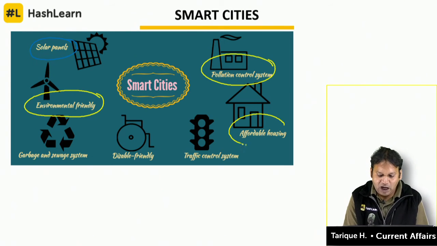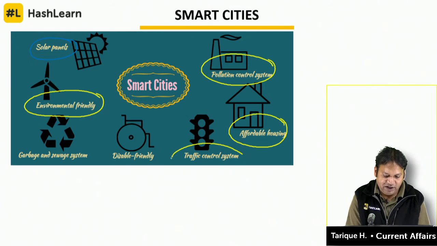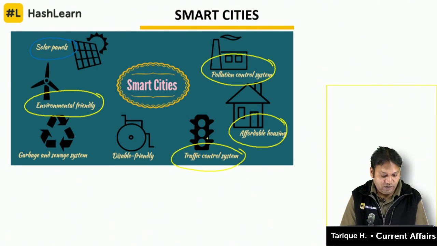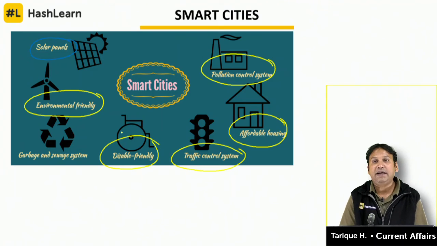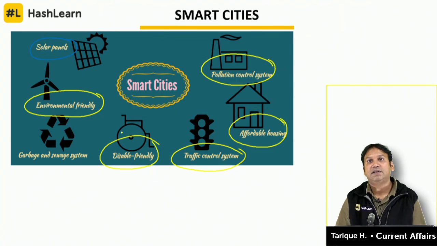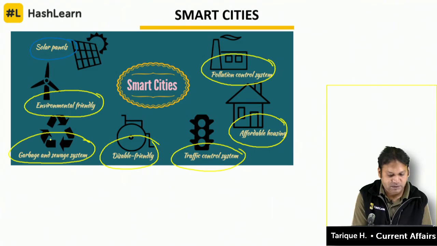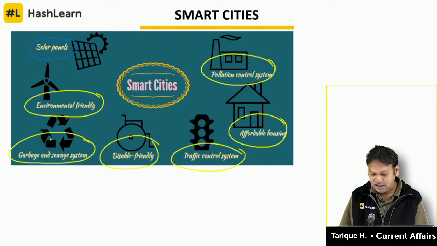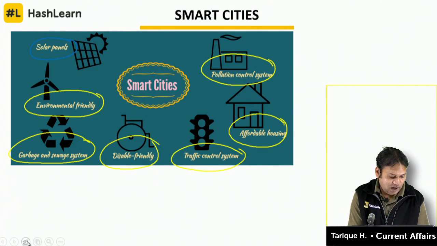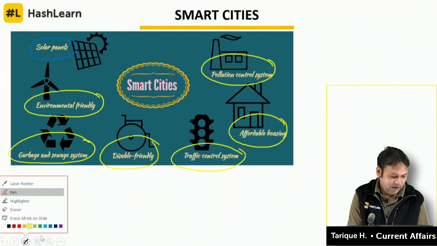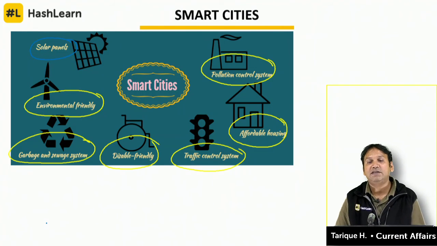Do we have affordable housing in the city? Do we have traffic control system in these cities? Do we have disabled friendly public accesses, the public can access disabled friendly railway platforms, disabled friendly banks and offices and colleges, disabled friendly you can say hospitals, and everything should be disabled friendly. And do we have a better garbage and sewage system? That is what we mean by smart cities. Smart city does not mean that you have computers everywhere and you have technology everywhere. It means all of these things.